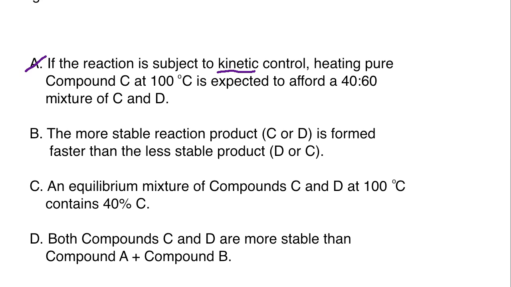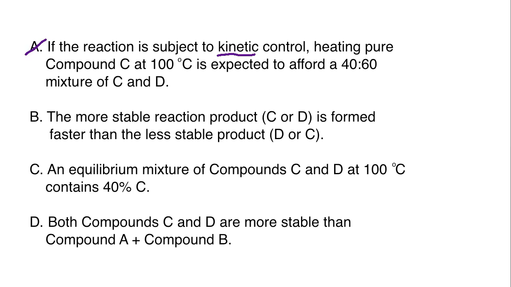We're really looking at if that was thermodynamic, then that would make more sense. So let's take a look at B. The more stable reaction product, C or D, well, we just discussed that it would be D, is formed faster than the less stable product, which would be C. If you were listening to what I just said, this would also be incorrect. That's because the word faster here is related to kinetics, when we're talking about which product will form at a more rapid pace. So to say that the more stable reaction product will be formed faster than the less stable, that's incorrect. In fact, it's the opposite.